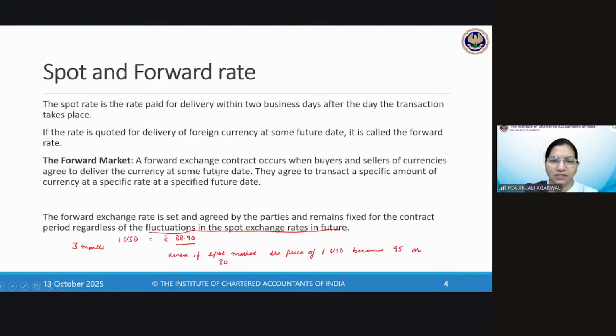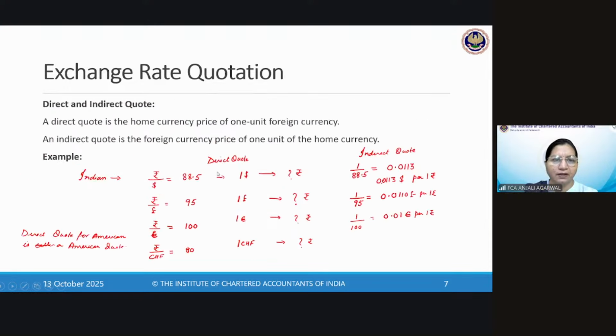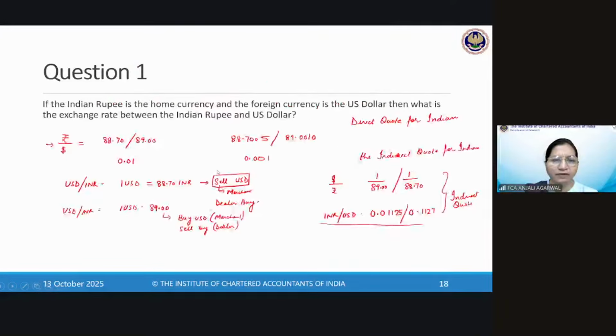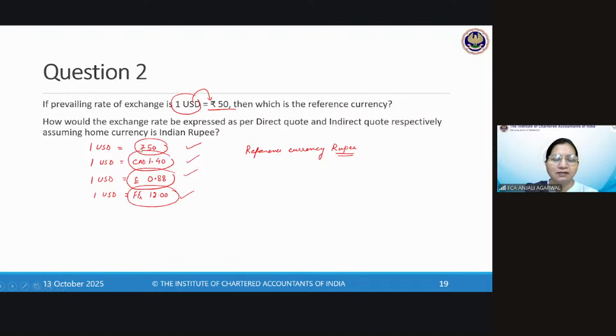Okay, what is constant here? The USD is constant. So we are referring the price with reference to rupee, then it is 50. If we are referring the USD price with reference to Canadian dollar, then it is 1.540. Okay? So the reference currency is the rupee here.